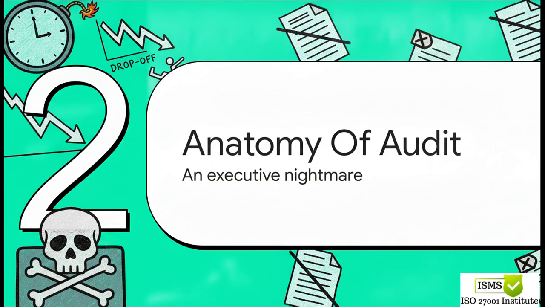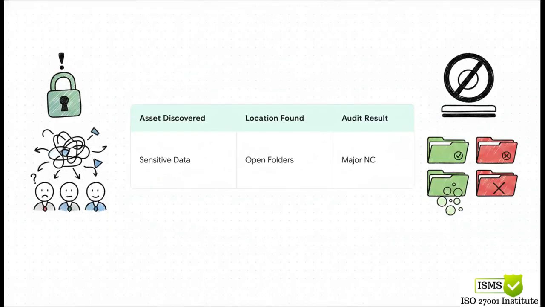Moving into Section 2, Anatomy of Audit Failure. This is when operational annoyance becomes an absolute executive nightmare. Imagine this nightmare scenario during an audit. An auditor discovers sensitive customer data and PII just sitting right there in open access folders. And why? Because the files are missing those mandatory restricted or confidential tags that are supposed to trigger your automated protections.